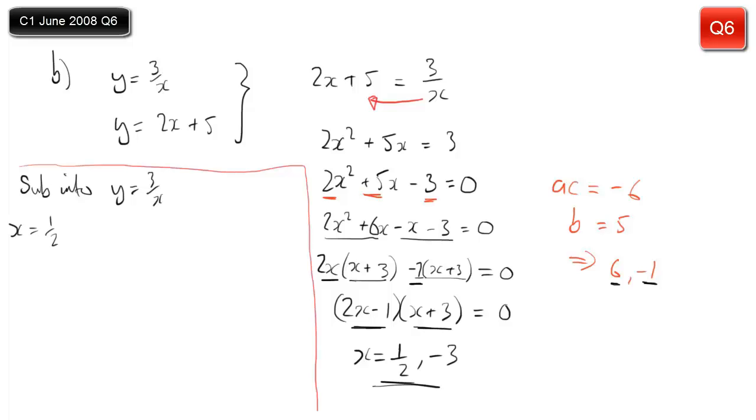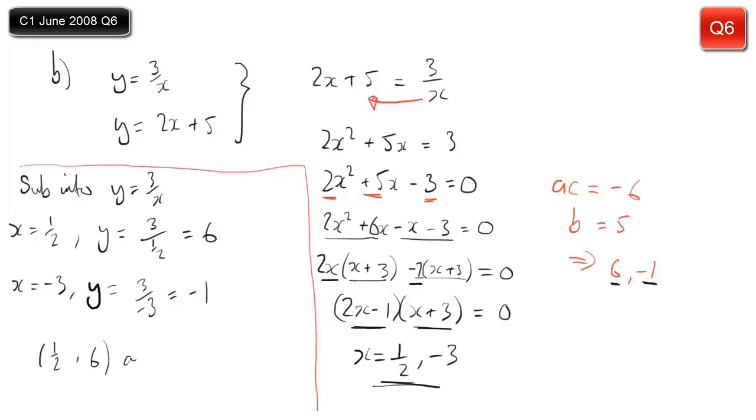So when x equals a half, y equals 3 divided by a half, which is like 3 multiplied by 2, so y equals 6. And when x equals minus 3, then y would equal 3 divided by minus 3, which is minus 1. So finally we give our coordinates for the final answer. So the points of intersection are at a half, 6, and minus 3, minus 1. There we are.